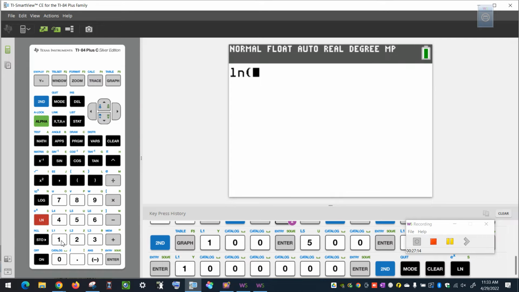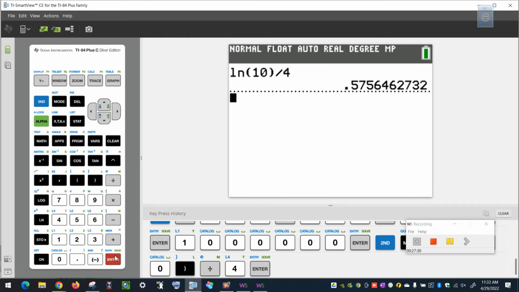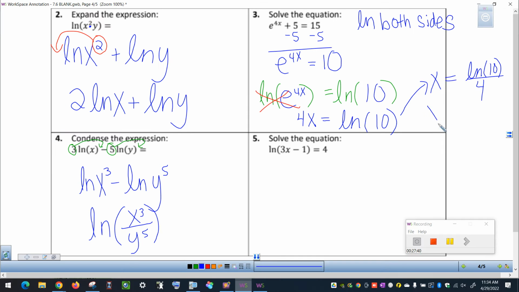Because we had ln 10 divided by 4, I'm going to type that in like this. Make sure we close the parenthesis around the 10 before dividing by 4. So if we typed it in correctly, you should get about 0.58 would be our final answer here to this equation.